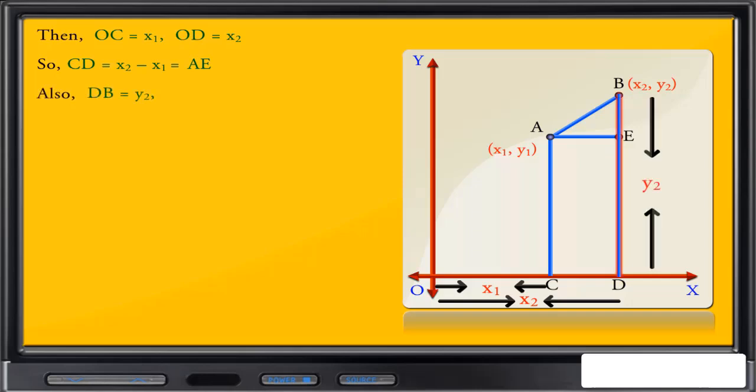Also, DB is equal to y2, DE is equal to AC is equal to y1. So, BE is equal to y2 minus y1.